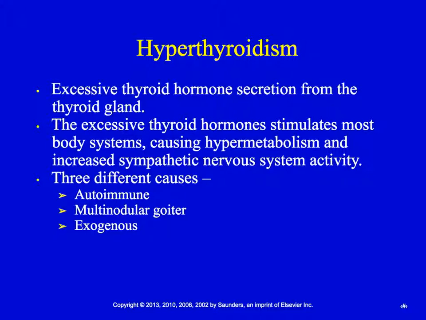So the third cause for hyperthyroidism can actually be something that we can cause if we're trying to treat hypothyroidism. It's called an exogenous cause. So basically what happens is if somebody is hypothyroid, we give them something called levothyroxine or Synthroid, and sometimes we can give them too much, and it creates a hyperthyroidism. So that one's easily treatable, but that's the third cause for hyperthyroidism.